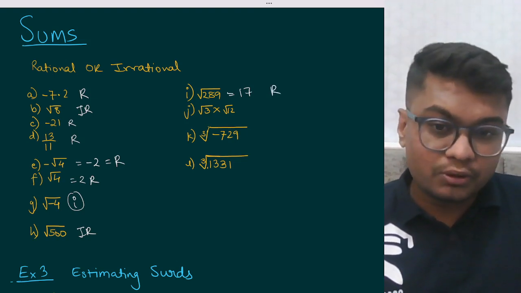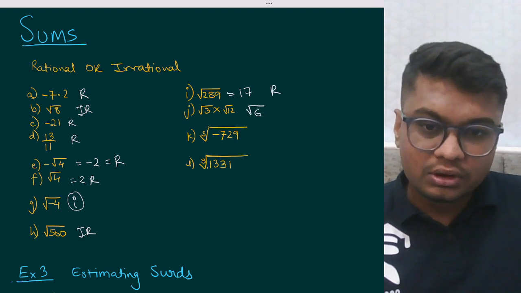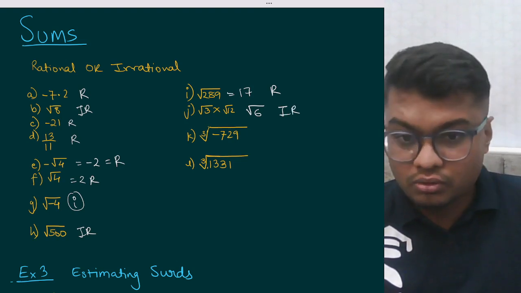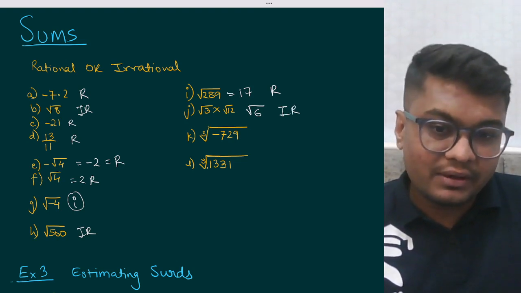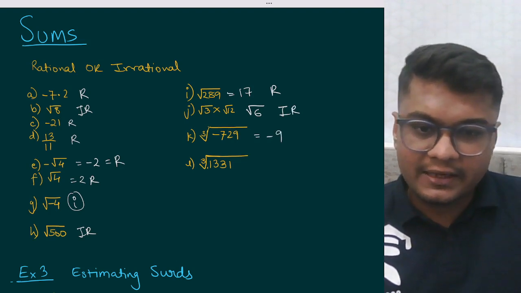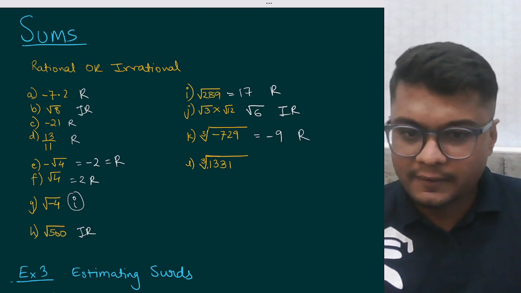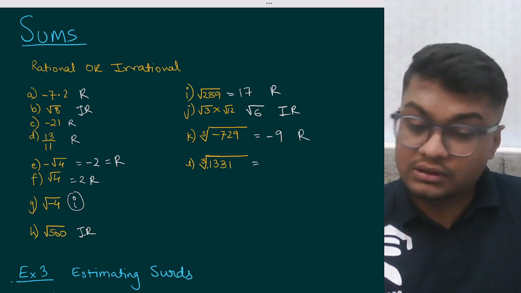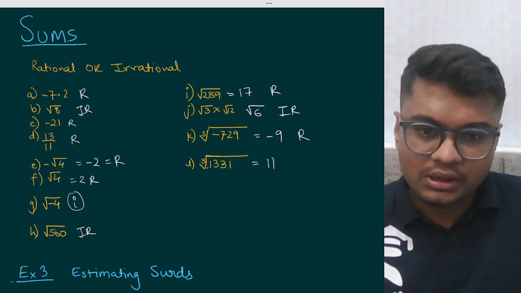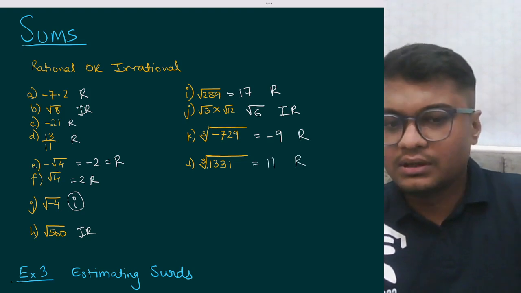Root of 3 into root of 2 is root of 6, which cannot be solved, so it is an irrational number. Cube root of 729 can be solved as minus 9, so it is a rational number. Cube root of 1331, which is cube of 11, so the answer is 11 for this, so it is a rational number.